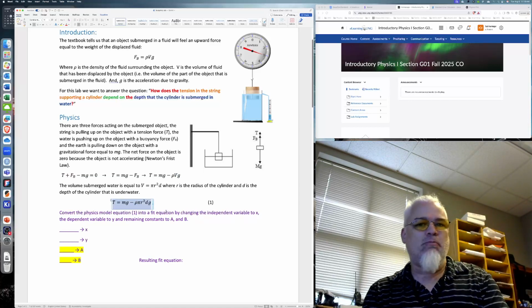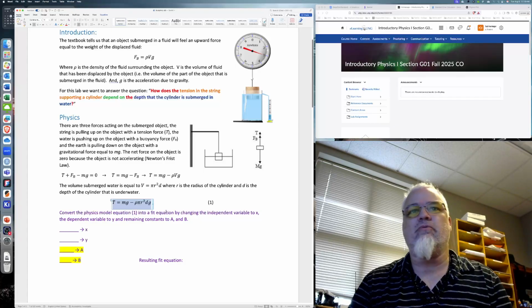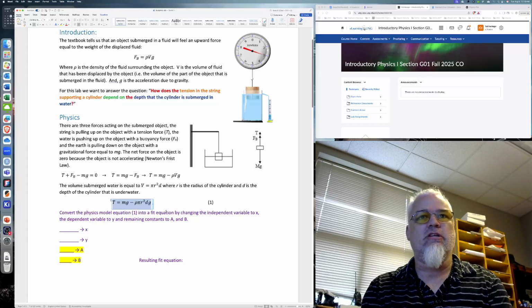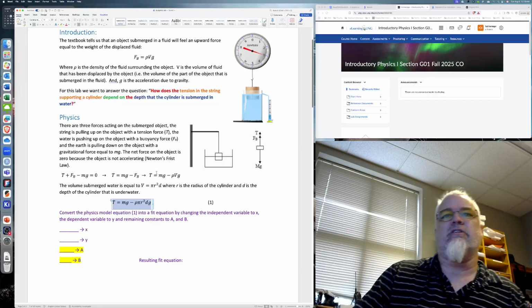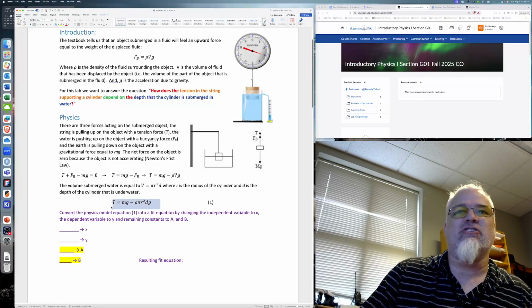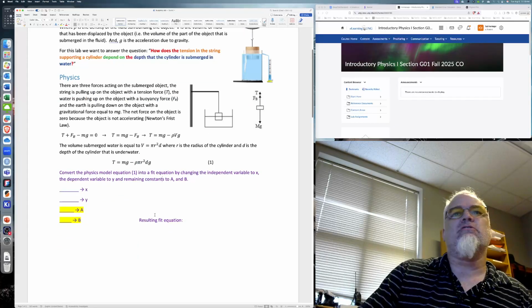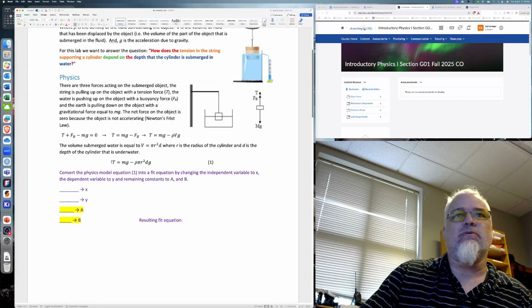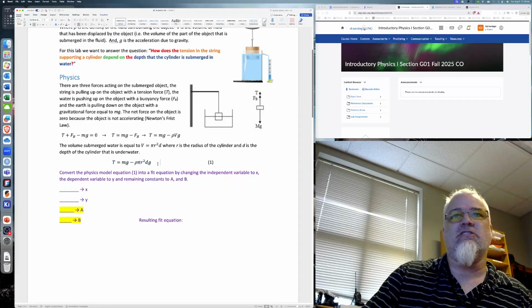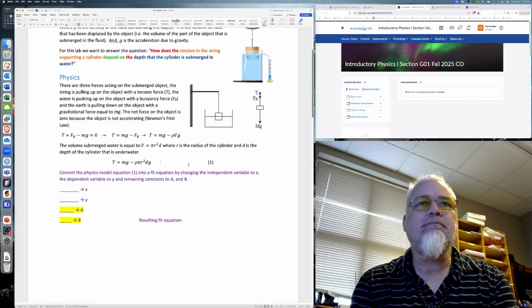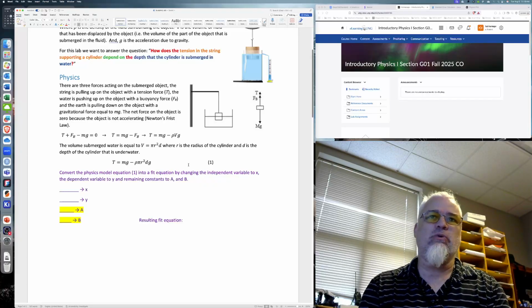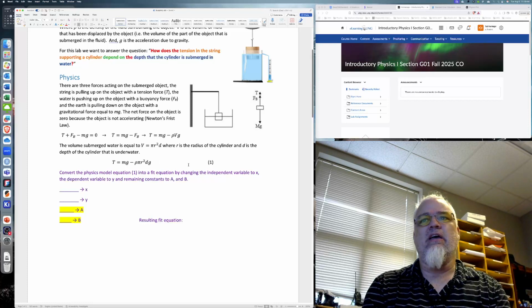Now, it's not super important that you understand the physics now, because hopefully we're at the beginning of the semester while you're watching this, but it is going to be important that once we have an equation to use, we know what to do with it. So the first step of every lab is to take this physics equation. This is the equation that comes from Newton's first law and everything we know about tension and gravity and buoyancy, and convert it into what we call a fit equation.